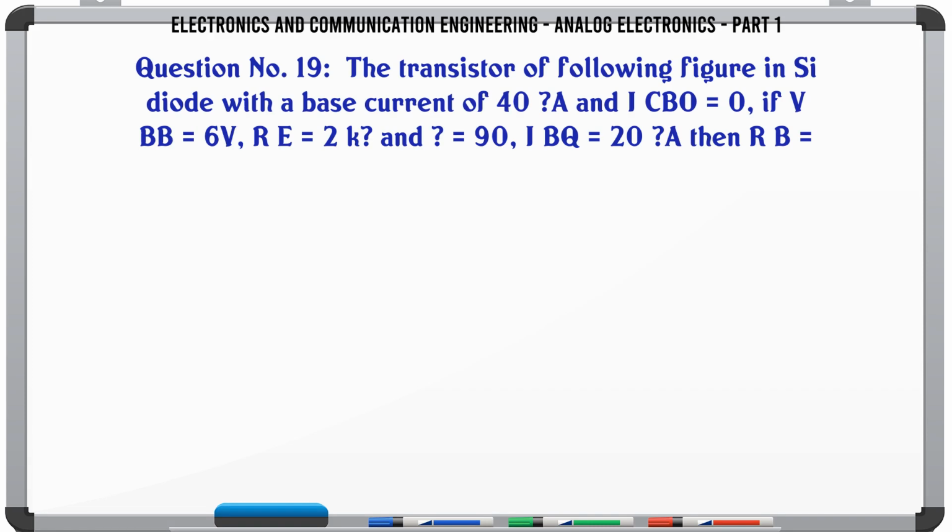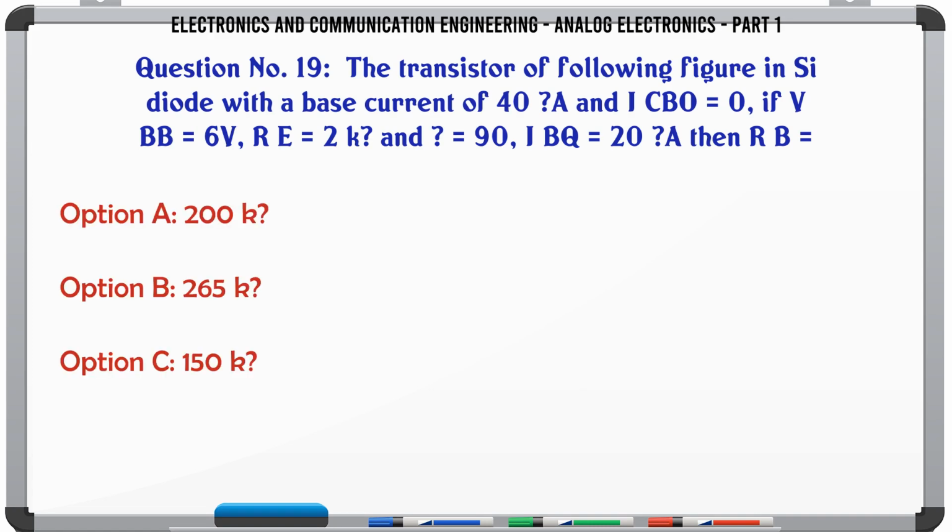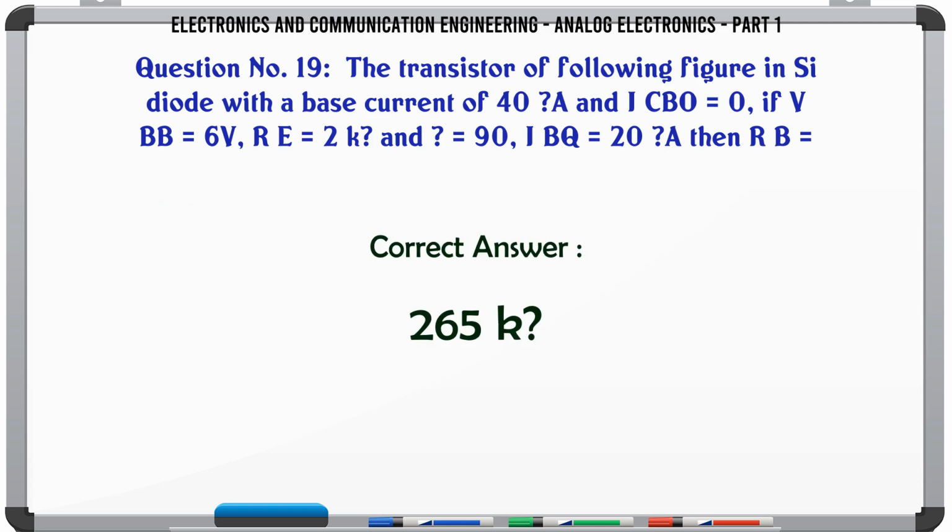The transistor of the following figure is in saturation with a base current of 40 µA and ICBO = 0. If VBB = 6 V, RE = 2K, β = 90 and IBQ = 20 µA, then RB is A. 200K, B. 265K, C. 150K, D. 100K. The correct answer is 265K.